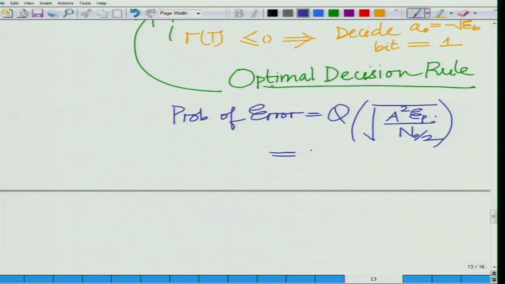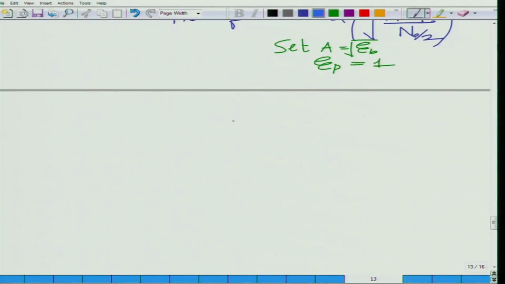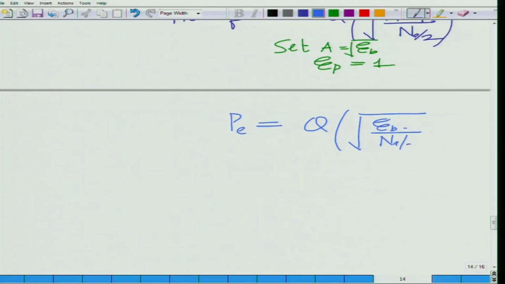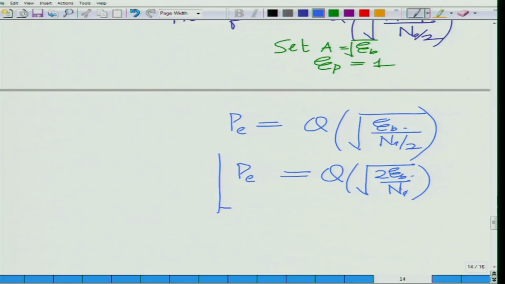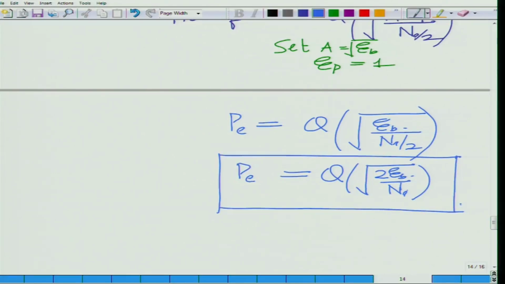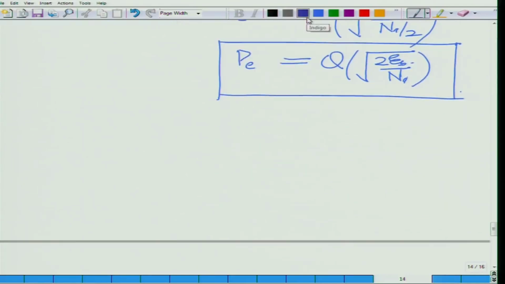which is basically now you have to set A equals square root of E b and E p equals 1, and therefore, probability of error, if I denote it by P e, is equal to Q square root of A square E p over N naught by 2, which is equal to Q square root of 2 E b over N naught. That is your P e, which is the probability of error of this binary phase shift keying system. Okay. And this is an important result.